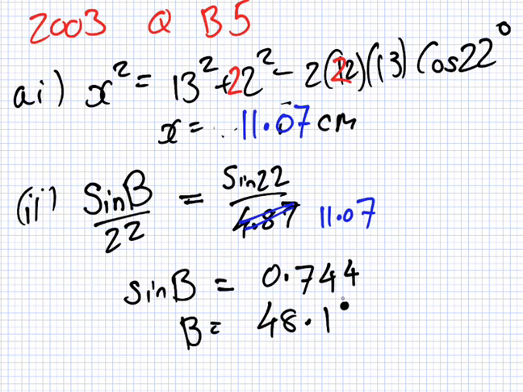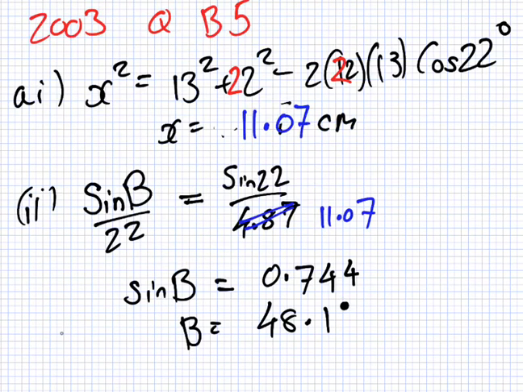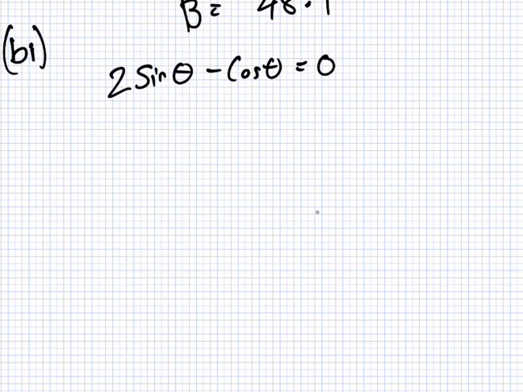Okay, can I go to the B part now? Question 6. B part 1, B part 2, both equations to solve. B part 1: 2 sine theta minus cos theta equals 0. Anyone got any ideas here for what I should do first?